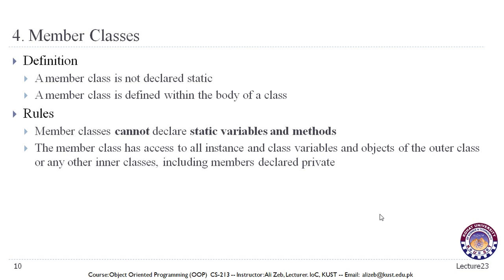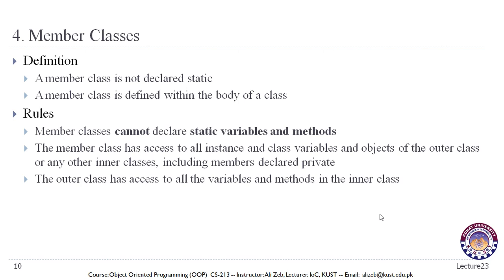The member class has access to all instance and class variables and objects of the outer class or any other inner classes, including members declared private. So a member class has access to all the members of the outer class, including the private members. The outer class also has access to all the variables and methods in the inner class.